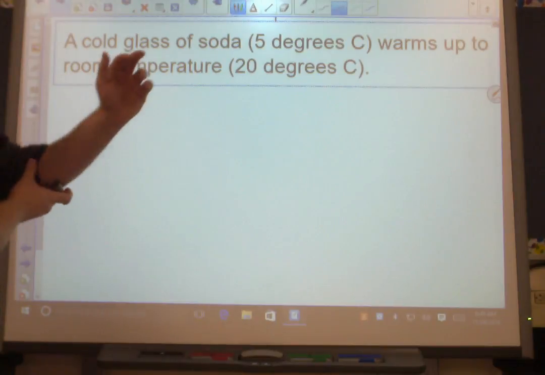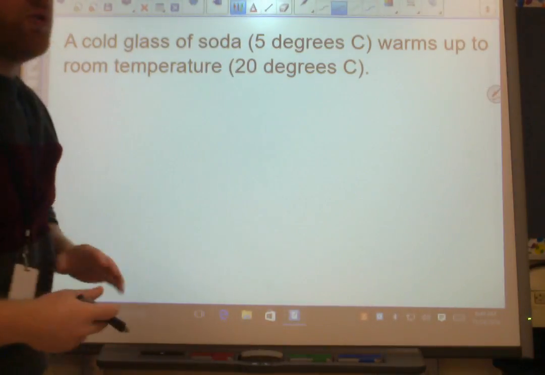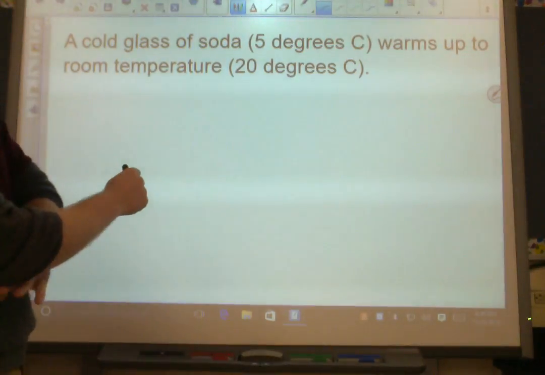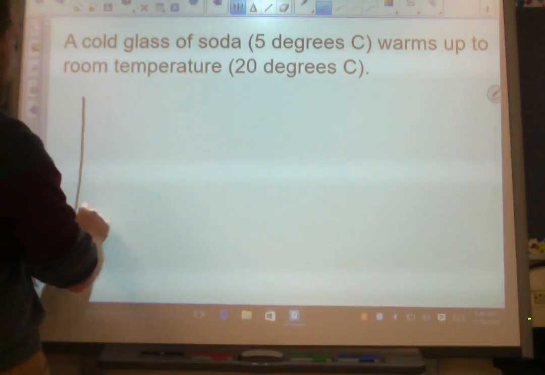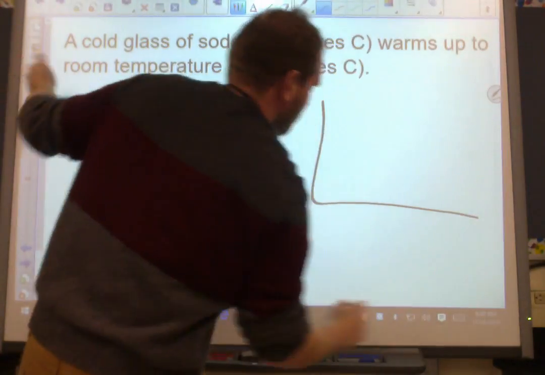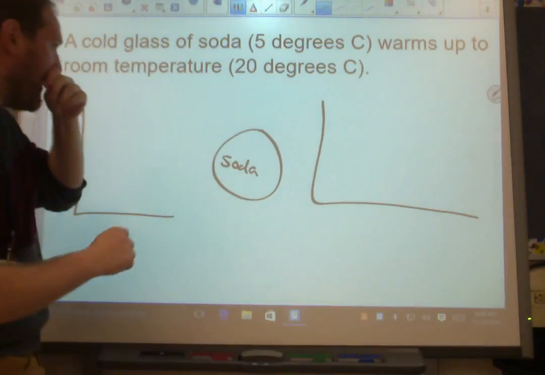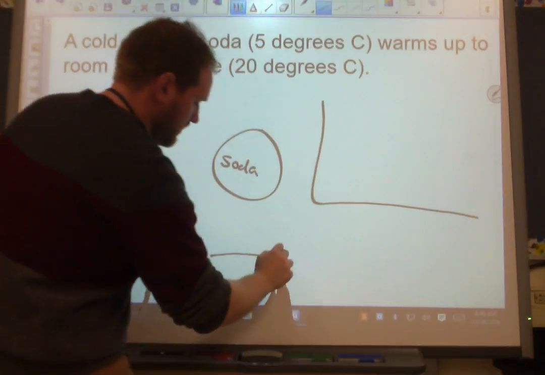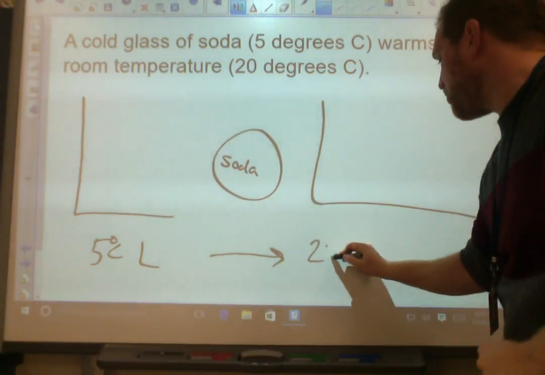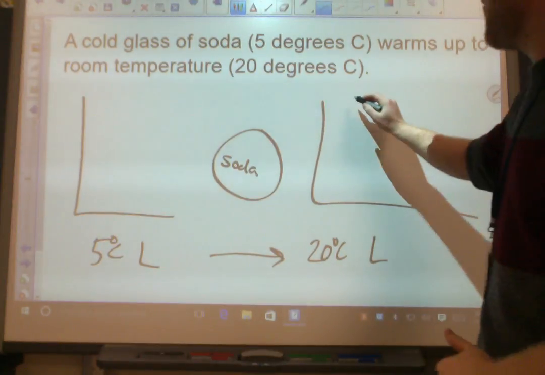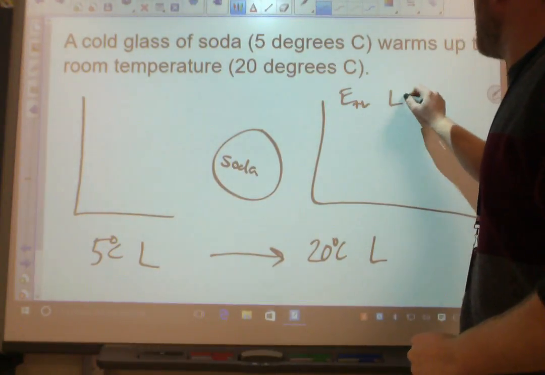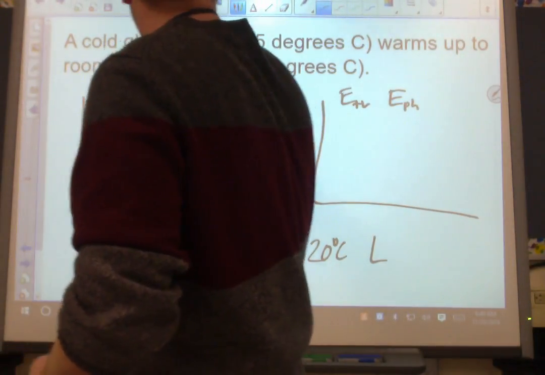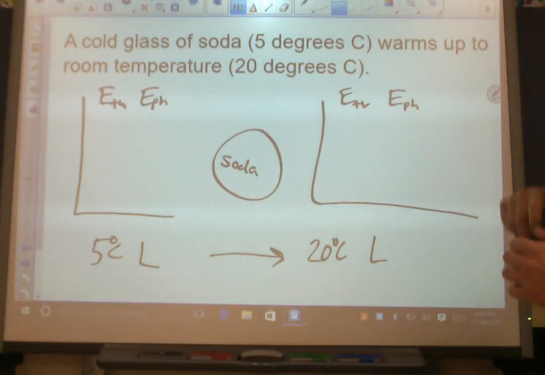Let's do another example. Cold glass of soda. Again, we're assuming soda is water. 5 degrees Celsius. Warms up to room temperature, 20 degrees Celsius. All right, so L, our perspective is the soda. So we're starting with 5 degrees Celsius, and that's going to be a liquid. And it's ending as 20 degrees Celsius, and that's going to be a liquid as well. So let's put our ETH, EPH, and let's start filling it in.